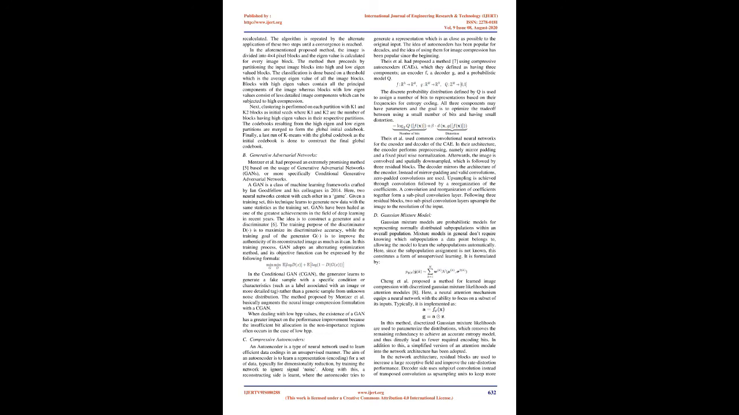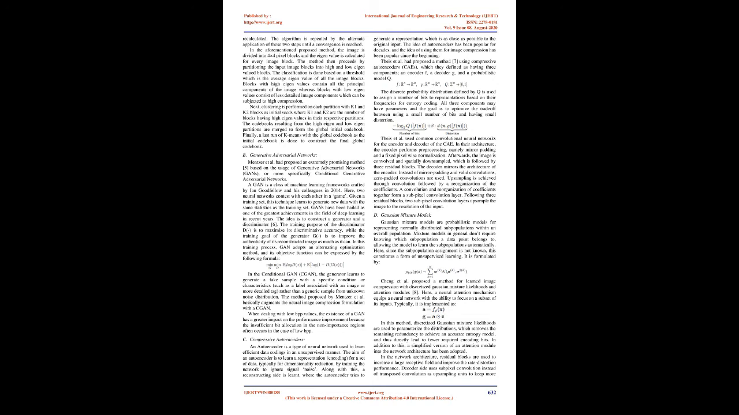Next, clustering is performed on each partition with K1 and K2 blocks as initial seeds, where K1 and K2 are the number of blocks having high eigenvalues in their respective partitions. The codebooks resulting from the high eigen and low eigen partitions are merged to form the global initial codebook. Finally, a last run of k-means with the global codebook as the initial codebook is done to construct the final global codebook.